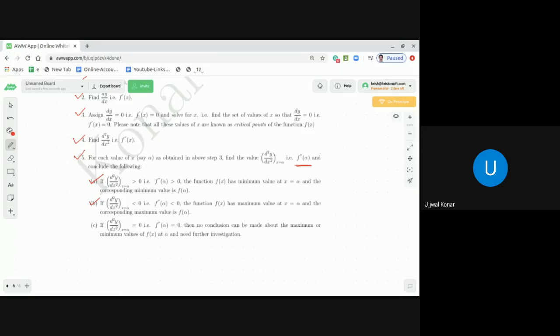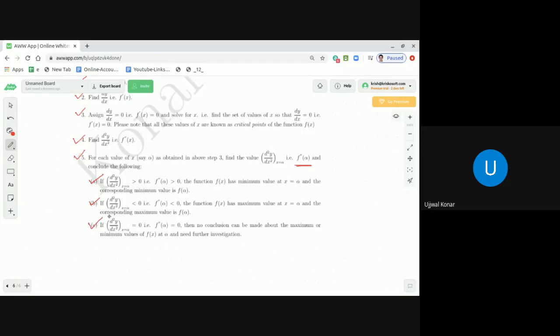Now it may be possible that d2y/dx2 at x equal to alpha is equal to 0. That means it is neither greater than 0 nor less than 0. That is, it is equal to 0. That means f double dash alpha is equal to 0. Then no conclusion can be made about the maximum or minimum value of f(x) at alpha, and we need further investigation.